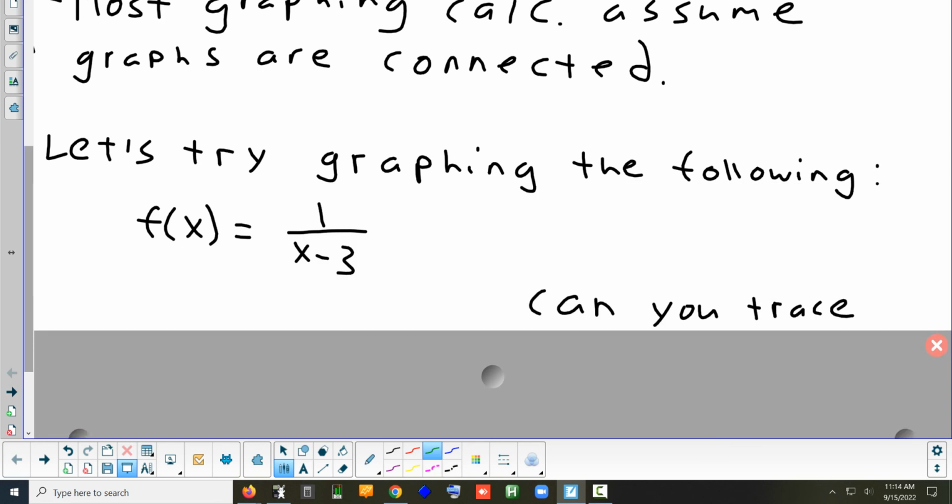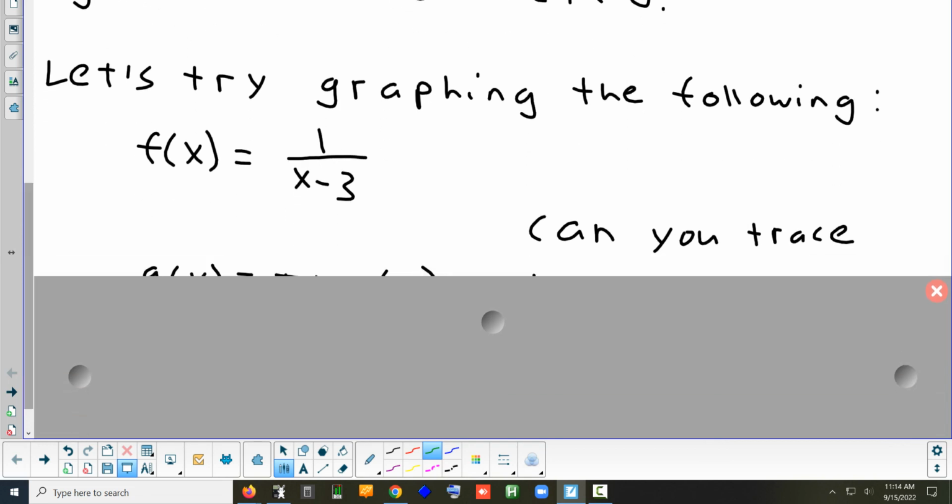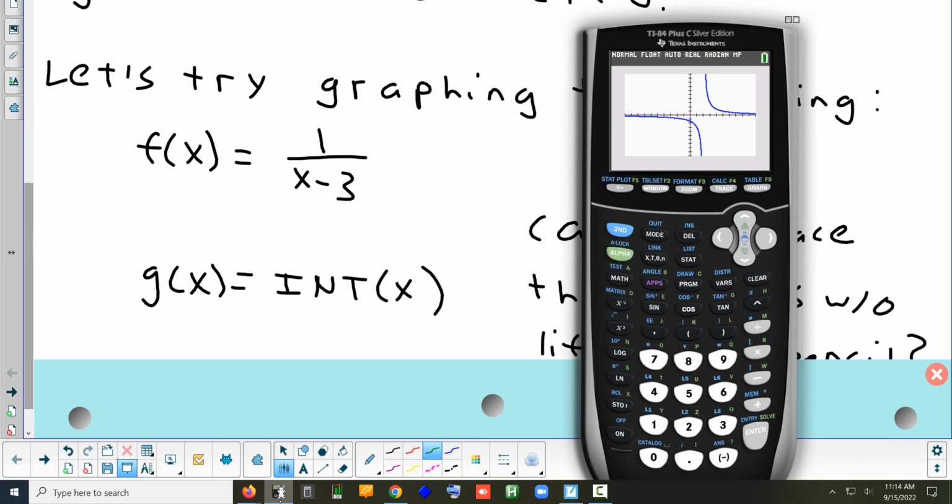I'm not going to do 1 over x minus 3. I just did 1 over x minus 2. It's the same idea. When you draw any of these graphs, ask yourself, can you trace the graph without lifting the pencil? That's the idea. This is an integer function we looked at. It looked like a set of steps. How do you get to integer? It's under math, number, number 5. Can you trace that without lifting your pencil? No, you have to lift it infinitely many times, because at every step you have to lift and put it back down on the next step.